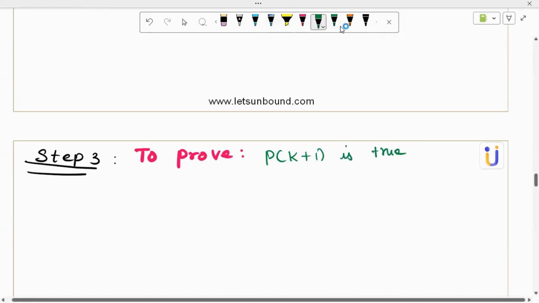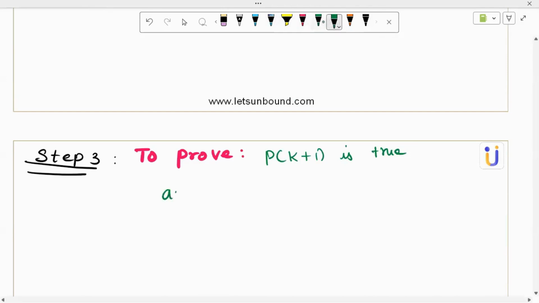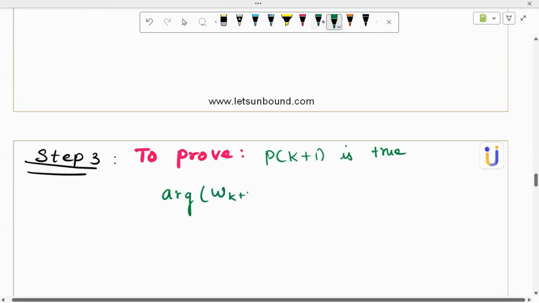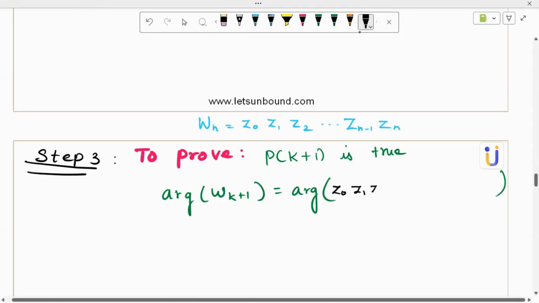Okay. Right. So you can start with the LHS. Argument of W k plus 1 is equal to argument of, how can W n be expressed? They have given it here. So W n is nothing but Z0, Z1, Z2, and so on, Zn. So this will go like this: argument of Z0, Z1, Z2, and so on, Zk times Zk plus 1. Okay, you always stop with k. That plays an important role.